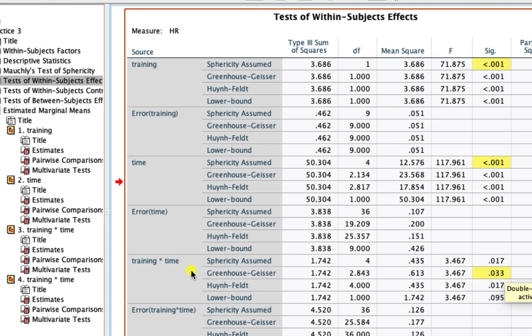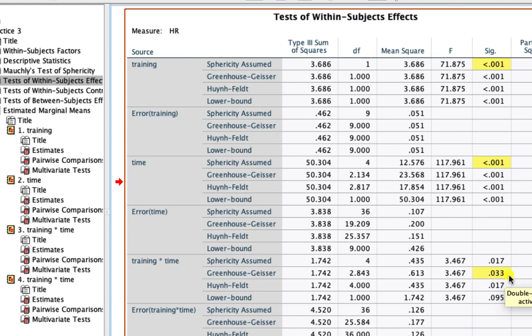The interaction effect we can see between training and time is less than 0.05. So we would report the p-value as equal to 0.033. It's less than 0.05, so we reject the null hypothesis for our interaction effect. And that would mean we have an interpretation of there is a significant interaction between the type of training program and the time at which heart rate is collected.